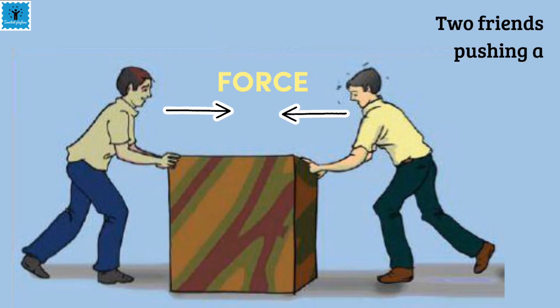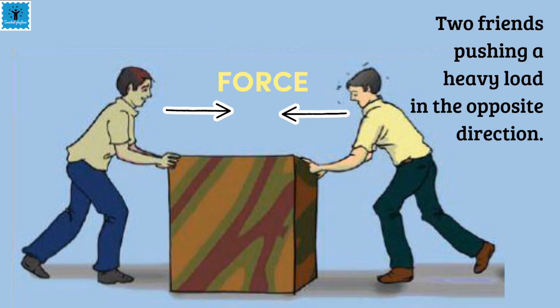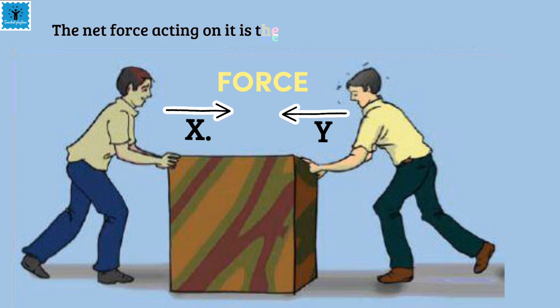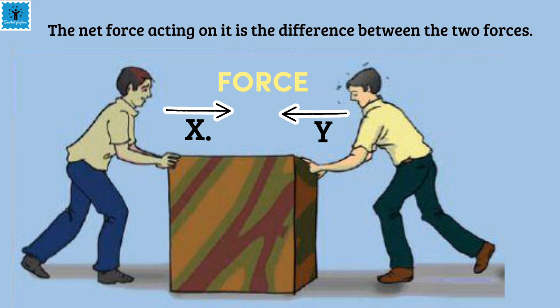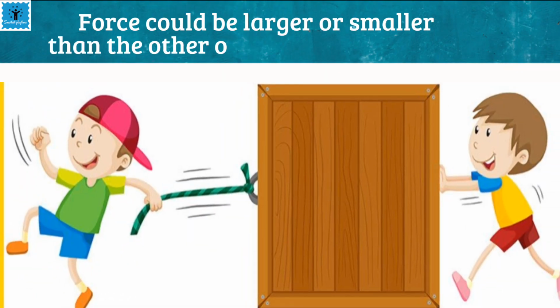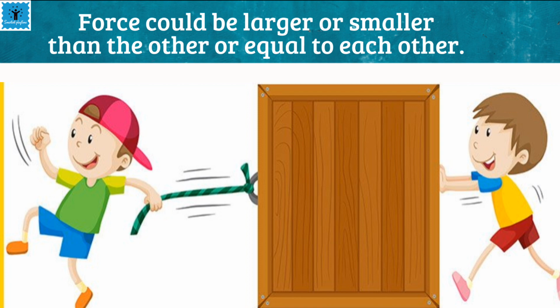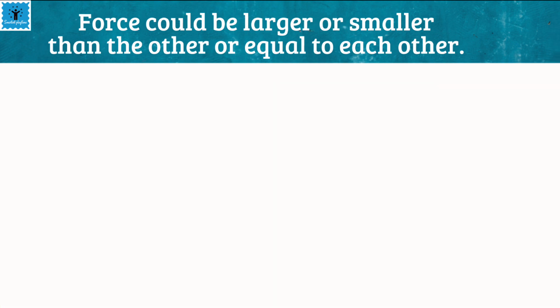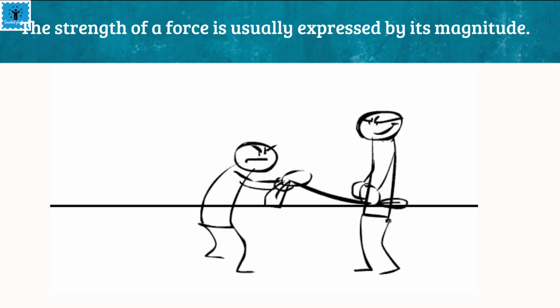Now push the same object, but these two friends are pushing it from opposite directions. What will happen? In this case, the two forces are acting in the opposite direction on an object. The total force acting on it is the difference between the two forces. If the boys are applying the same force from opposite directions, then the object will not move. A force could be larger or smaller than the other or equal to each other. The strength of a force is expressed by its magnitude.